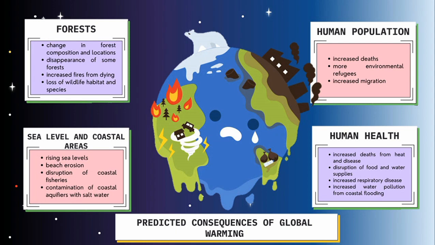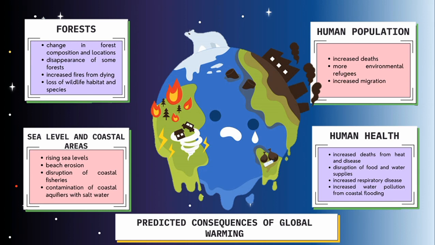Another predicted consequences of global warming: in forests, change in forest composition and locations, disappearance of some forests, increased fires from dying, loss of wildlife habitat and species. In human population, increased deaths, more environmental refugees, and increased migration.